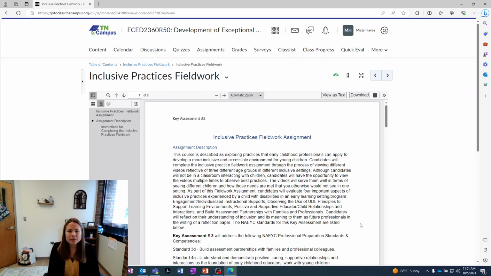You're going to be looking at the supportive learning environments underneath those UDL principles. You're going to look at those positive, supportive relationships between the child and the educator. And what are those interactions? What do they look like? And the last thing is our collaboration, not only with the families, but also with other professionals and practitioners and our partners. So what does partnership look like? So those are the four aspects that are really important in inclusive practices.